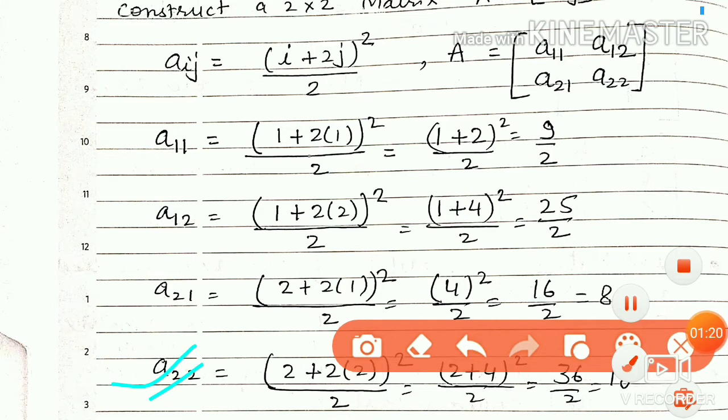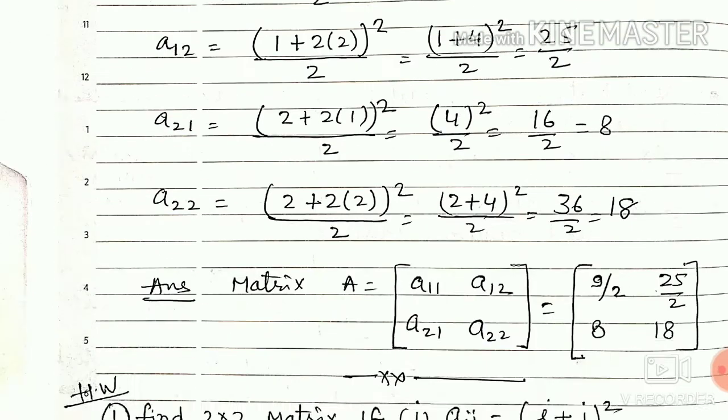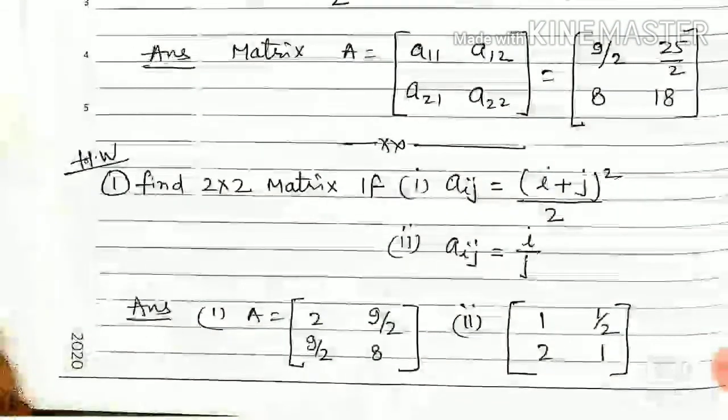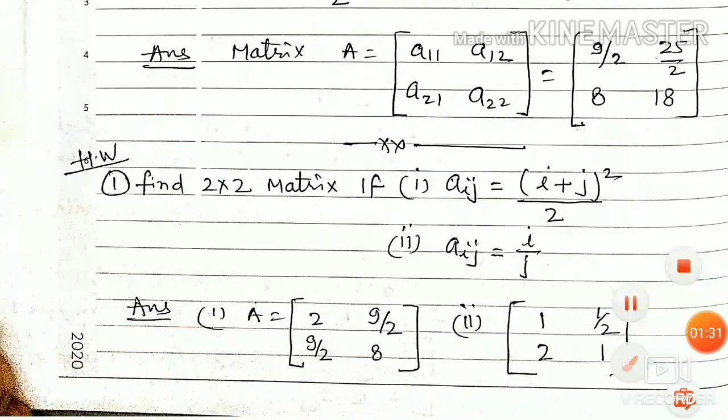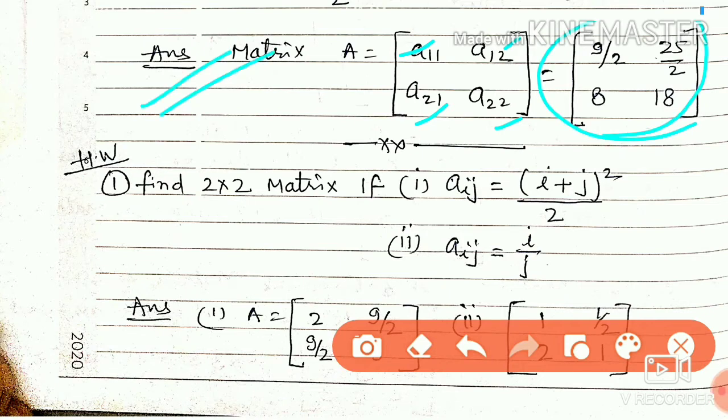How can we find A22? Look here, i equal to 2 and j equal to 2, you will put and calculate, you will get your answer. Whatever you get for A11, A12, A21 and A22, you will put here, you will get your answer. So I hope you understand all this. Similarly, you do one more question.